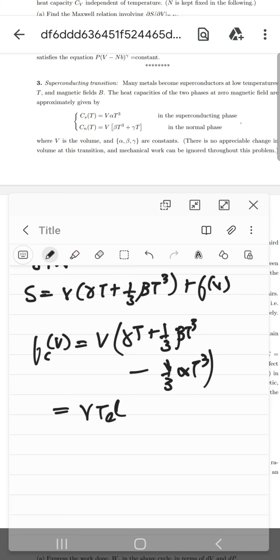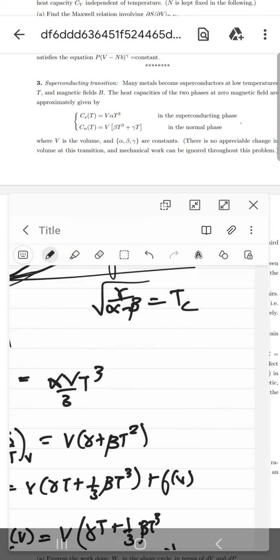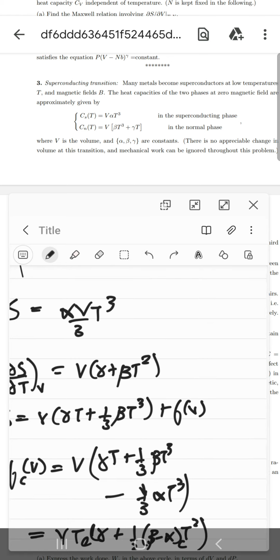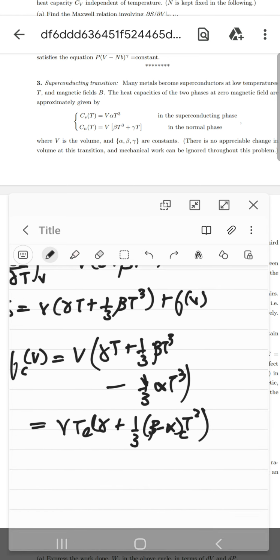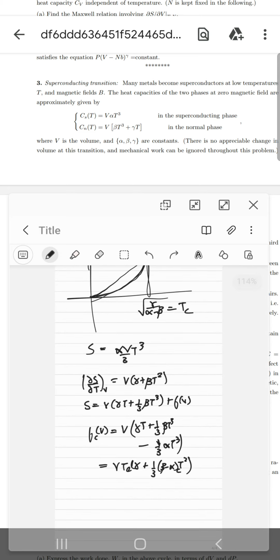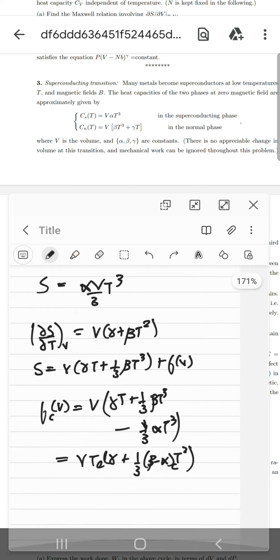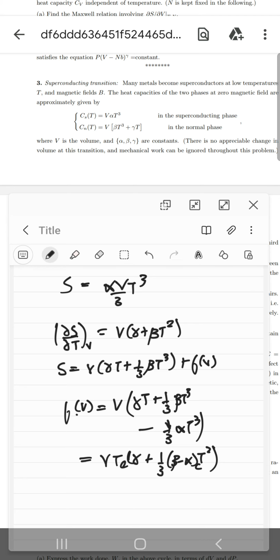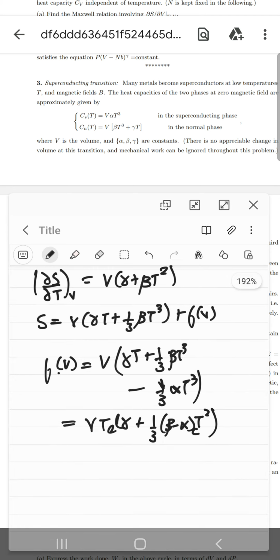So the critical case is just that gamma plus 1/3 beta minus alpha t square. What's t? So t critical square, well that's just equal to this quantity, so it's just gamma upon alpha minus beta. That's okay. So you somehow figured out the critical everything. Okay, wait, so f of v is independent of the temperature, right? Okay, it makes sense completely at this point.